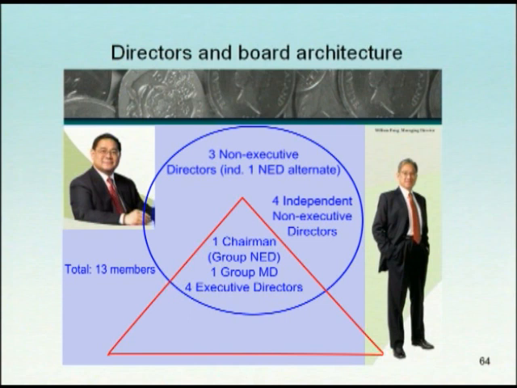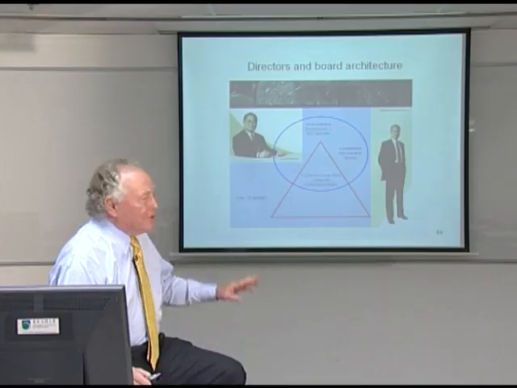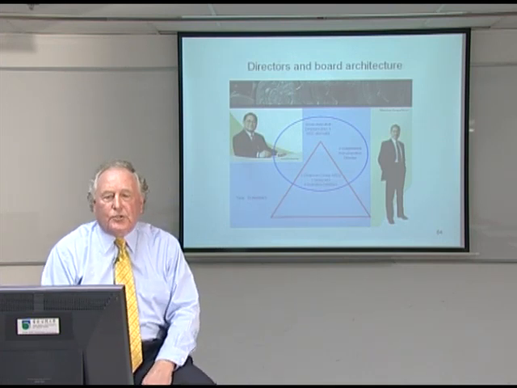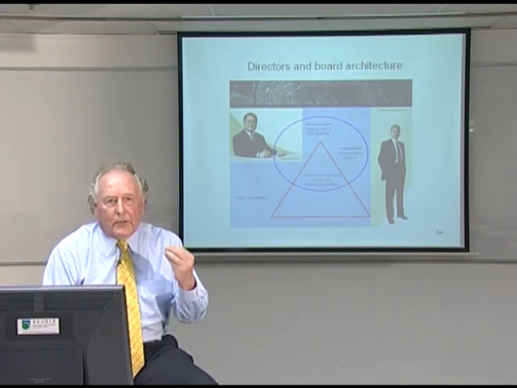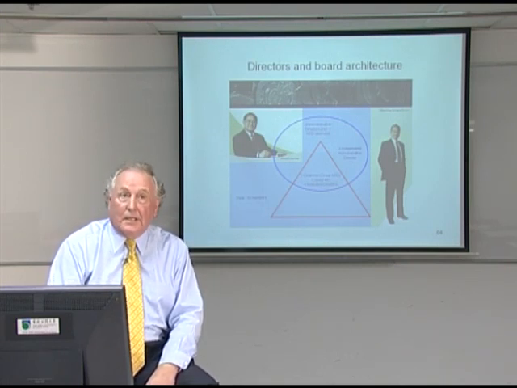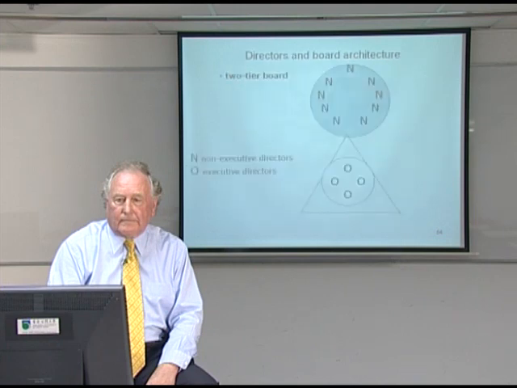It has 3 non-executive, they are connected directors with some interest in the company, which raises the question of their independence, and 4 independent non-executive directors. One more, in fact, than is the requirement under the Hong Kong listing rules. It shows how the circle and triangle diagram can be used in practice and distinguishes independent directors from connected directors and from executive directors. It also shows the separation of chairman and chief executive.